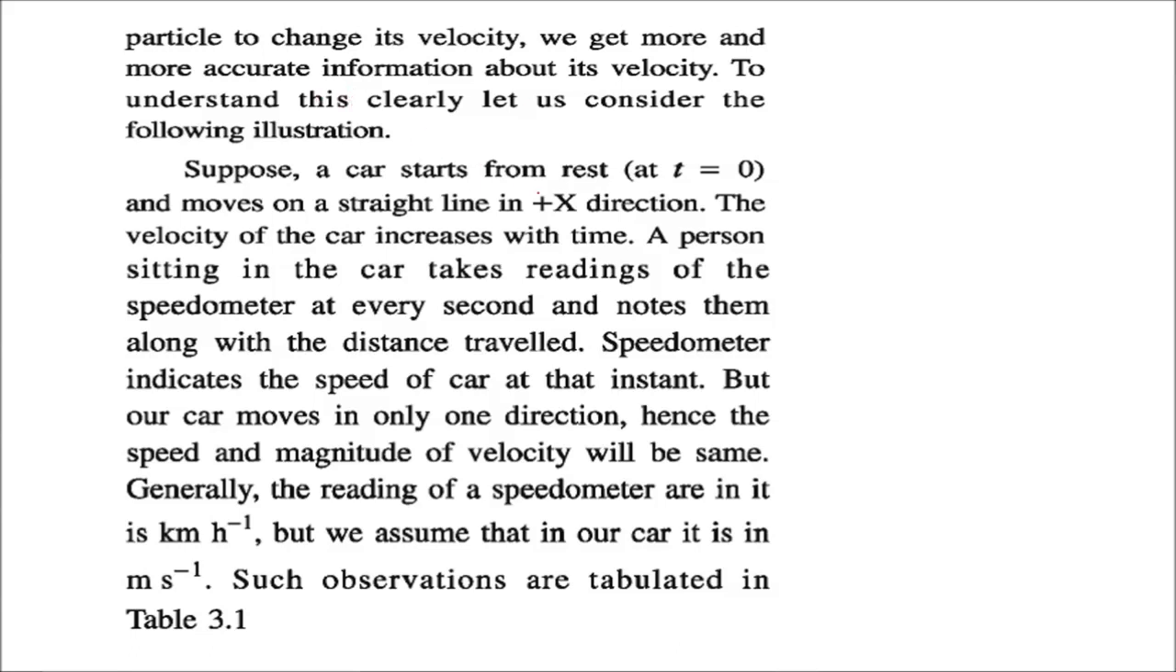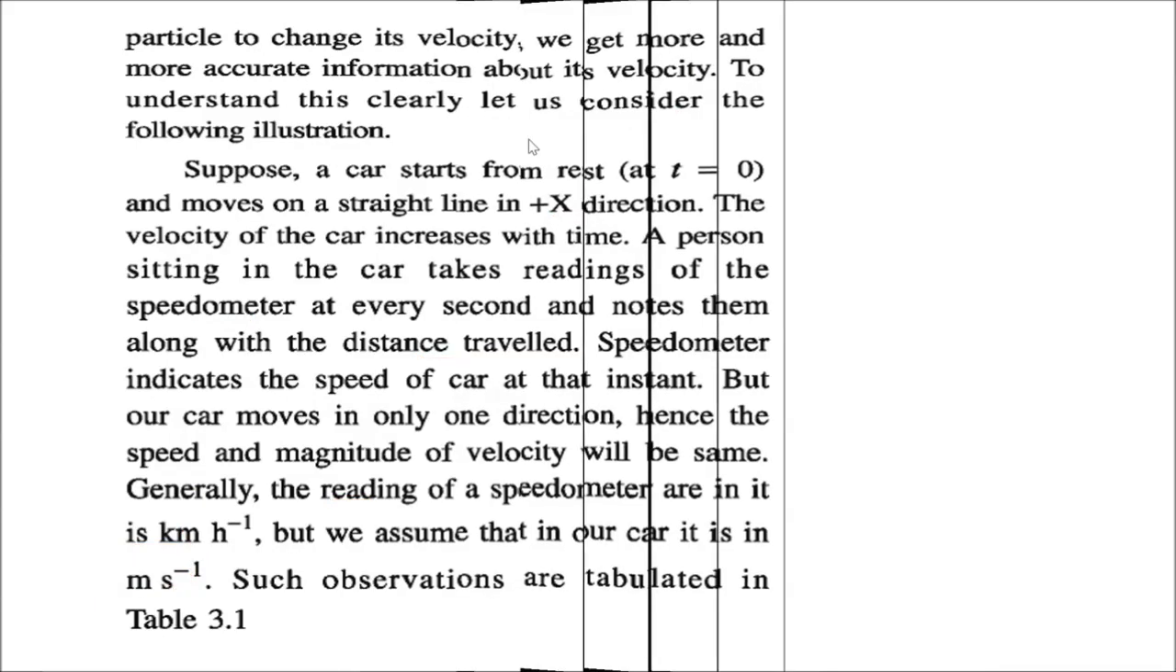A car starts from rest, say at t equal to 0. It moves in a straight line, say in the plus x direction, and the velocity of the car increases with time. A person sitting in the car takes readings from the speedometer every second and notes them along with the distance traveled. The speedometer indicates the speed of the car at that instant. Our car moves in only one direction, so the speed and the magnitude of the velocity will be the same. The speedometer reading comes in kilometers per hour, but we assume it is in meters per second.